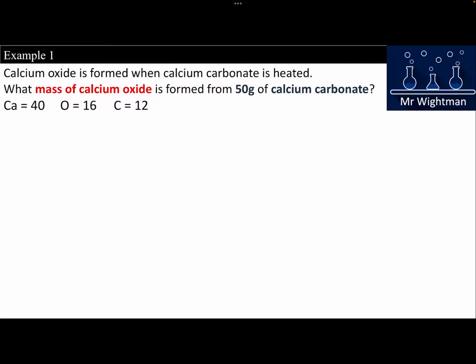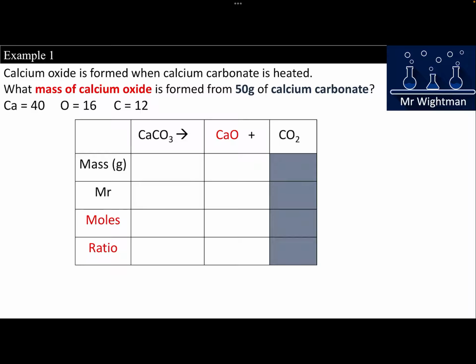So let's get started. Example 1, calcium oxide is formed when calcium carbonate is heated. What mass of calcium oxide is formed from 50 grams of calcium carbonate? Usually they provide you with an equation in an exam. And to make things easier, I'm going to present my values in a table. You could do this in exam if you wish, but as you grow in confidence, you won't necessarily have to do this. So reading the question, I have 50 grams of calcium carbonate.